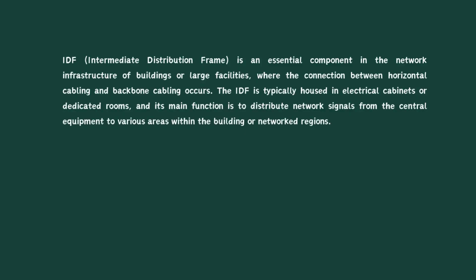IDF, Intermediate Distribution Frame, is an essential component in the network infrastructure of buildings or large facilities, where the connection between horizontal cabling and backbone cabling occurs. The IDF is typically housed in electrical cabinets or dedicated rooms, and its main function is to distribute network signals from the central equipment to various areas within the building or networked regions.